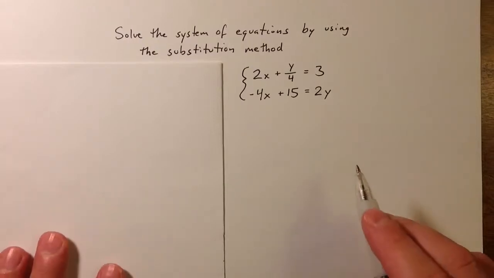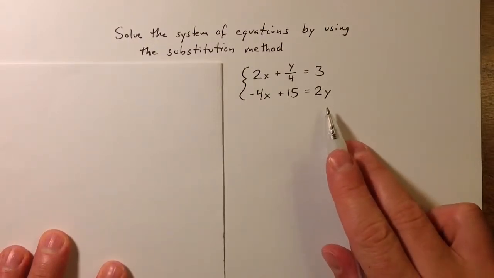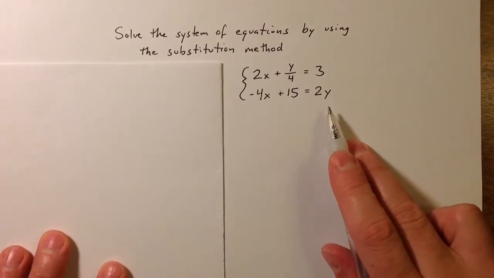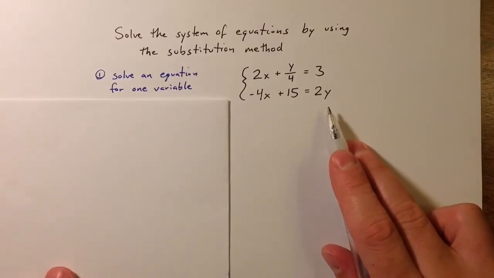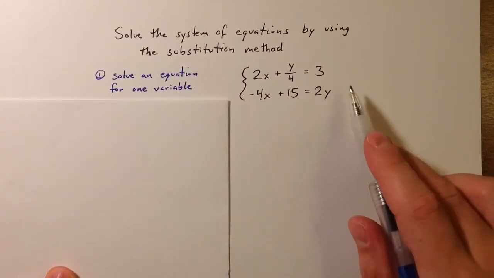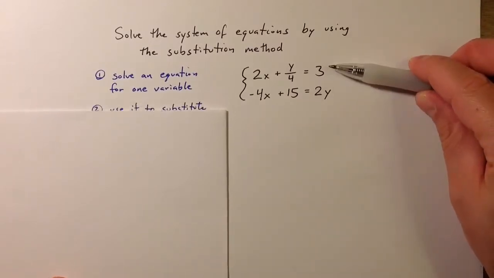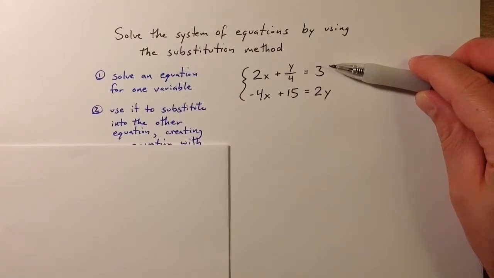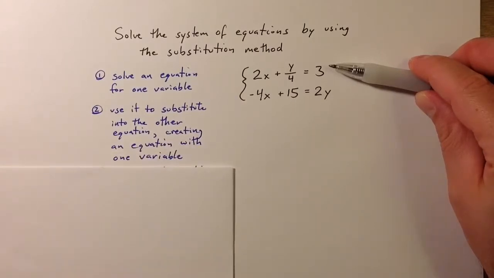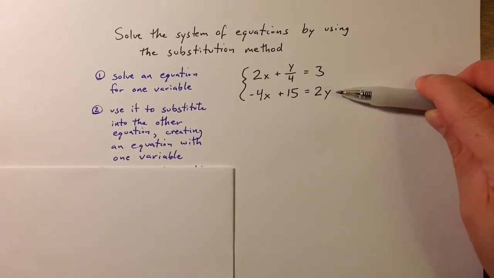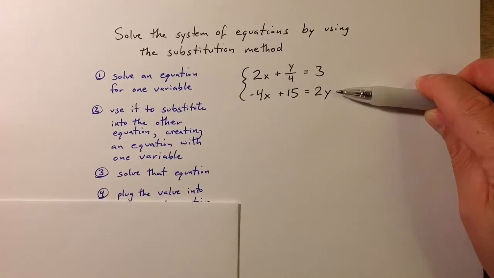Let's take a look at how to solve the system of equations using the substitution method. The process we're going to use here: we're going to solve one of the equations for one of the variables. We'll solve the first one for y. And then we want to use that expression to substitute into the other expression for y.